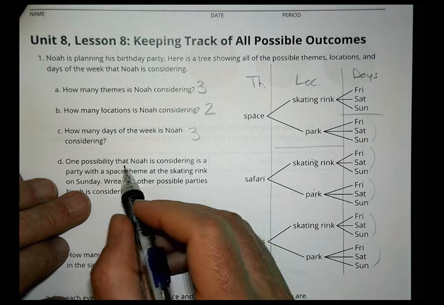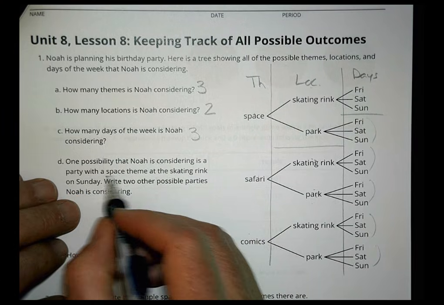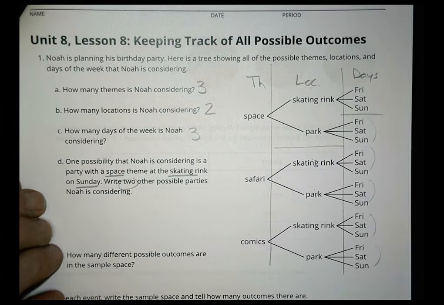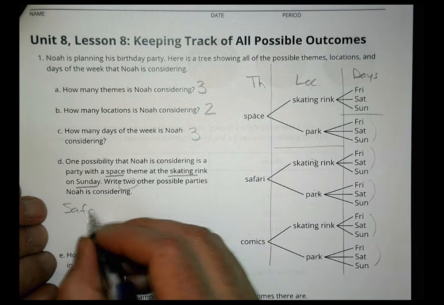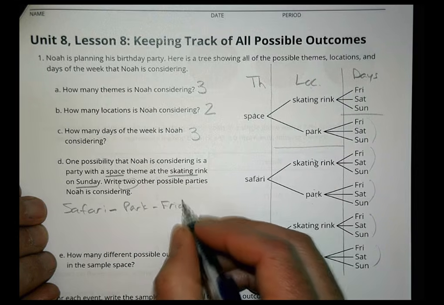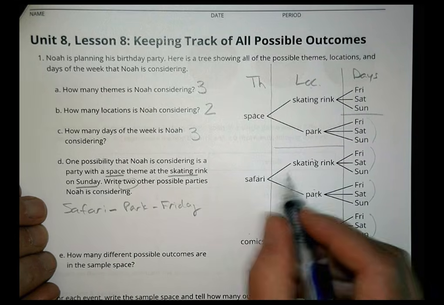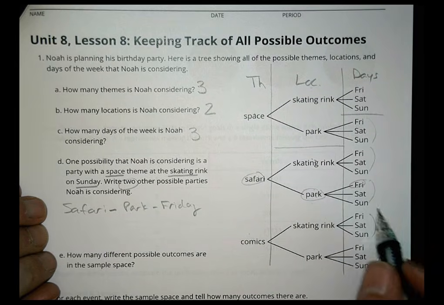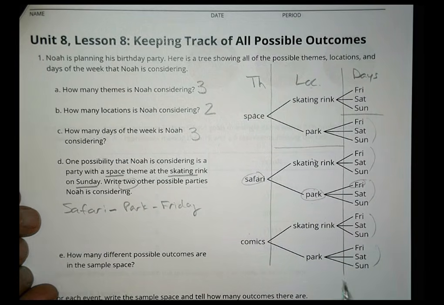One possibility that Noah is considering is a party with a space theme, skating rink on Sunday. Right, 2 others. Sure. He could be considering a safari at the park on Friday. Okay, so just think about safari, park on Friday. That's a possibility. So you can think of another one as well.